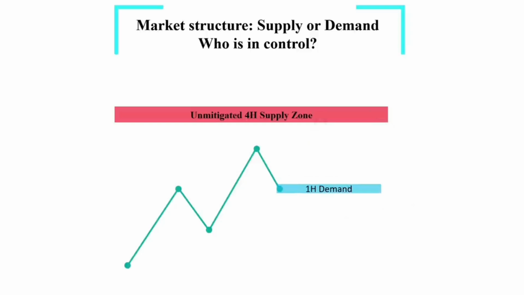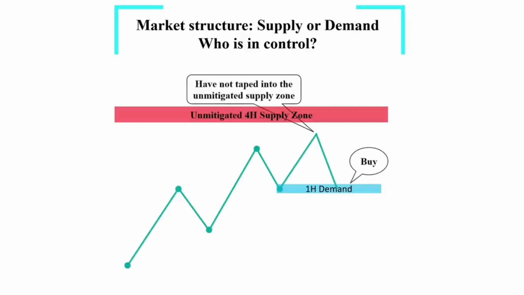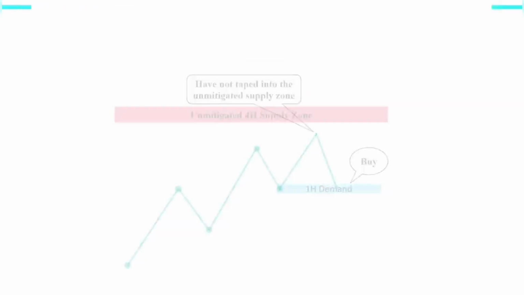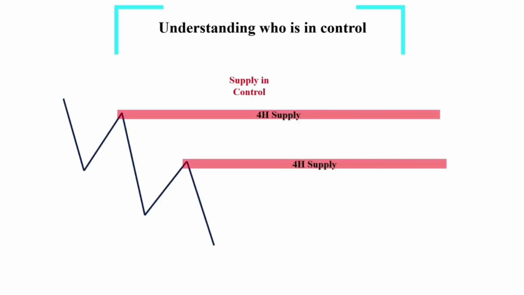In two scenarios, you can use a risk entry. First, the price broke through the supply level, giving us a bullish higher timeframe bias. Second, the price broke the structure but has not reached the unmitigated supply zone yet. Now let's have an example to explain how to establish which side is in control. Look at this example.